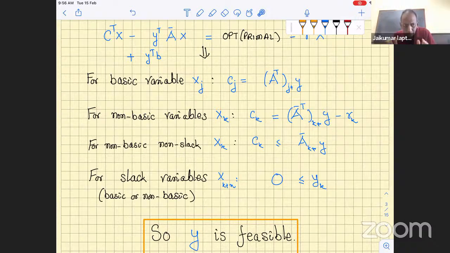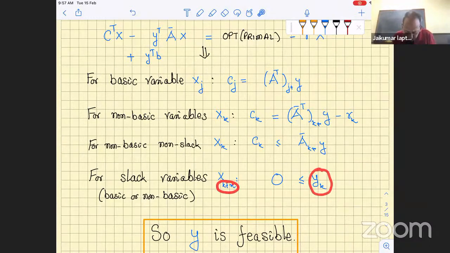But the point is this: you look at the final tableau. Now you have this A bar, which is an extended matrix. That A bar has an identity matrix on one side and the rest which we got from before. That was A. Now, when simplex stops, some of these slack variables might have become basic, and there might be other basic variables. We don't know how the basics arise. But the important thing is for the slack variables, if you look at this quantity, because there is an identity, this quantity for the kth slack variable will just be yk.